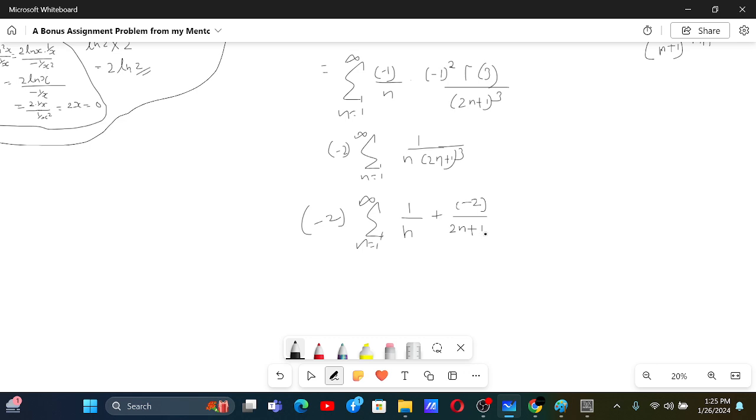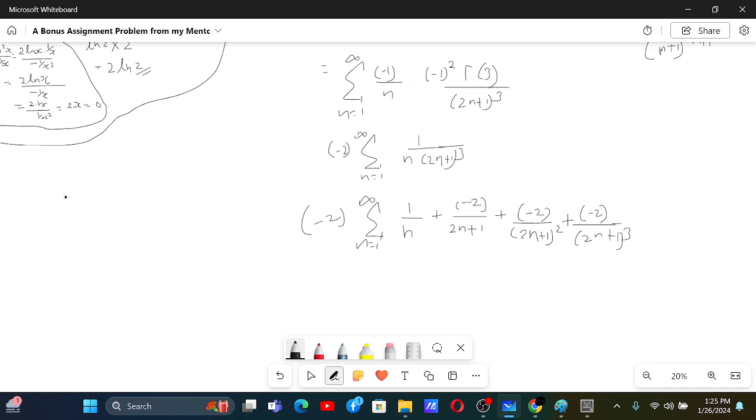and then plus minus 2 by 2n plus 1 whole square, and again there's minus 2, is it? Yeah, plus minus 2 by 2n plus 1 whole cube. Now these two values, we can find those.